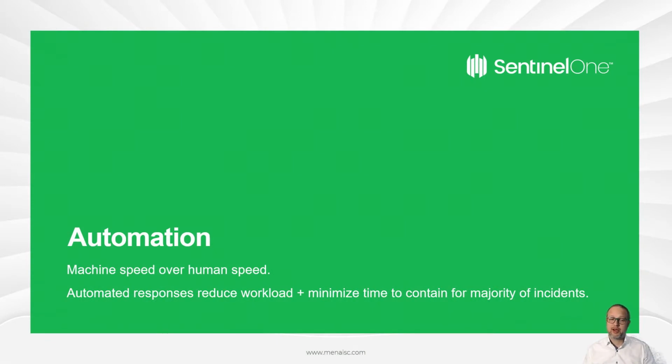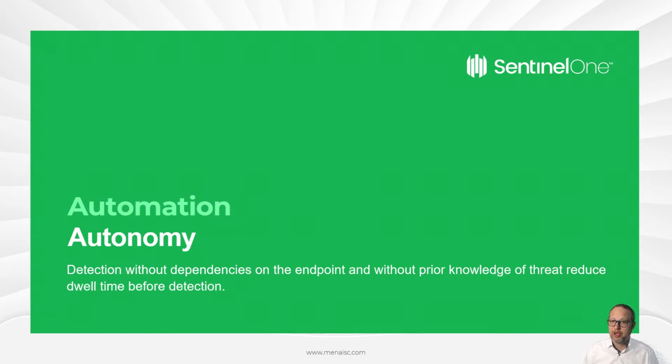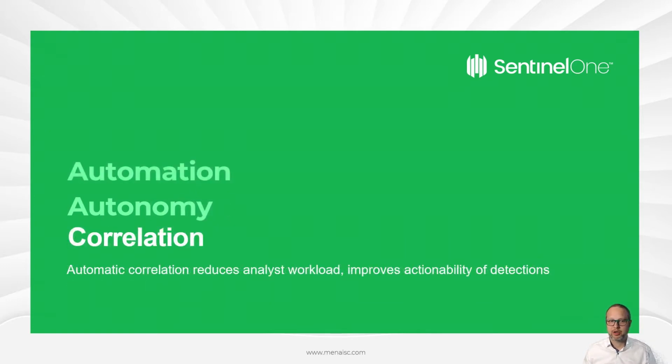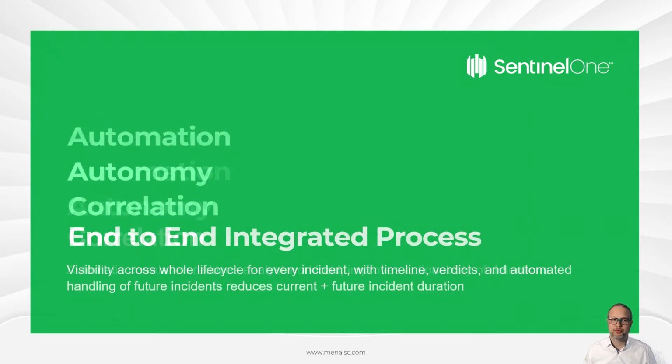So to summarize, I think there are 5 things that we need to do. We need to care about automation. Machine speed is more important than human speed. Whenever we can automate a process, whenever we can automate a response, we should be doing it. Autonomy. I don't want to rely on prior knowledge to be able to detect a threat, because that means I will lose minutes, weeks, days to first detect a threat that exists in my environment. Automatic correlation means that analysts save time and it's more actionable for them to respond.